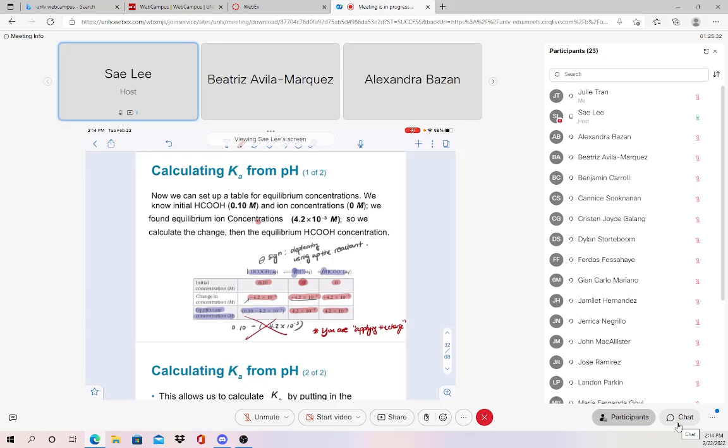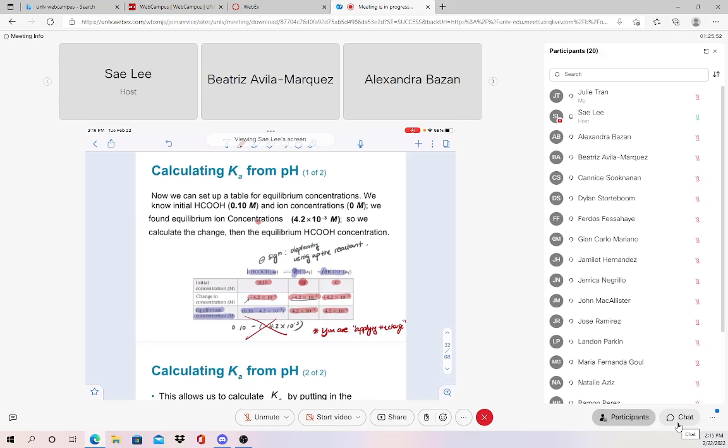Yes. So, you're asking me whether we need to construct this table or not? Correct. Yes.